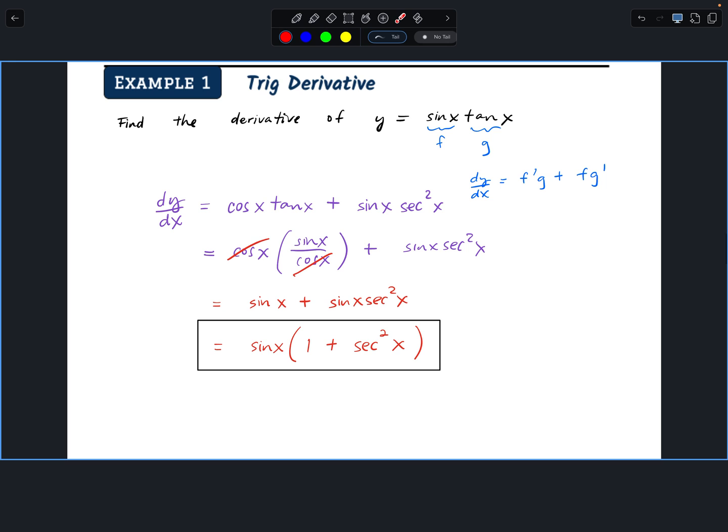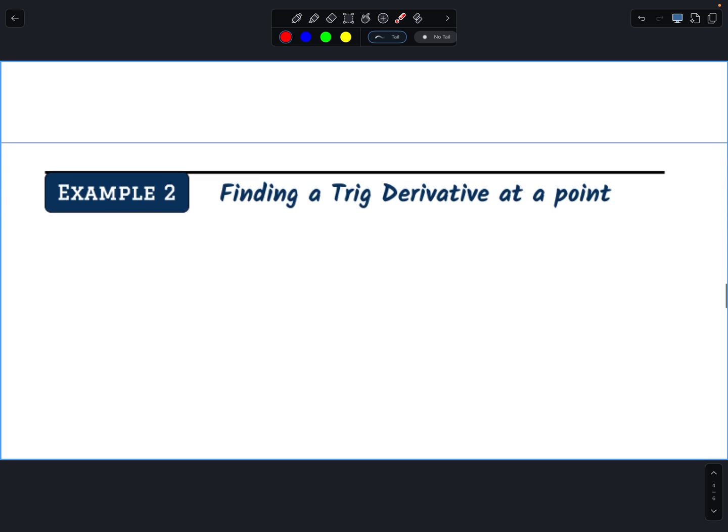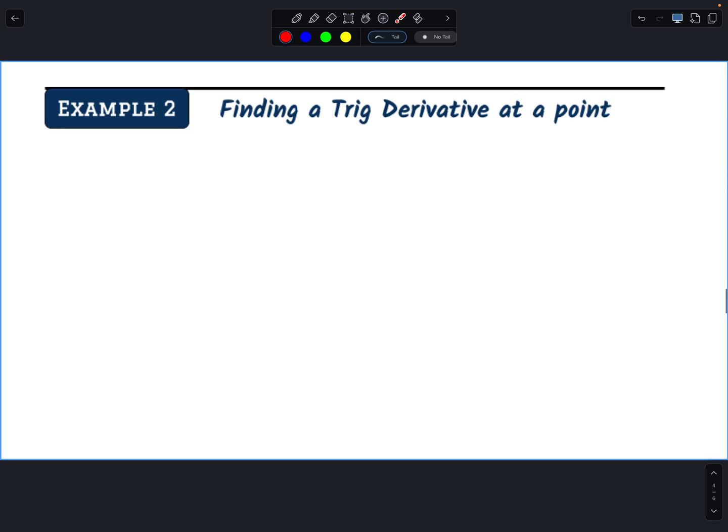All right. You guys ready for another one? Okay. This one looks easy, but it's really annoying. Find f prime of pi over 6 if f of x is equal to x over secant of x.